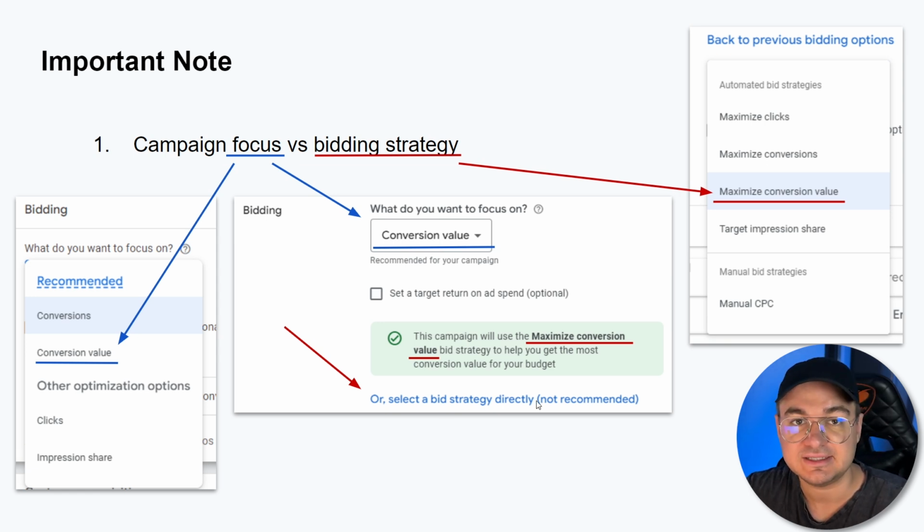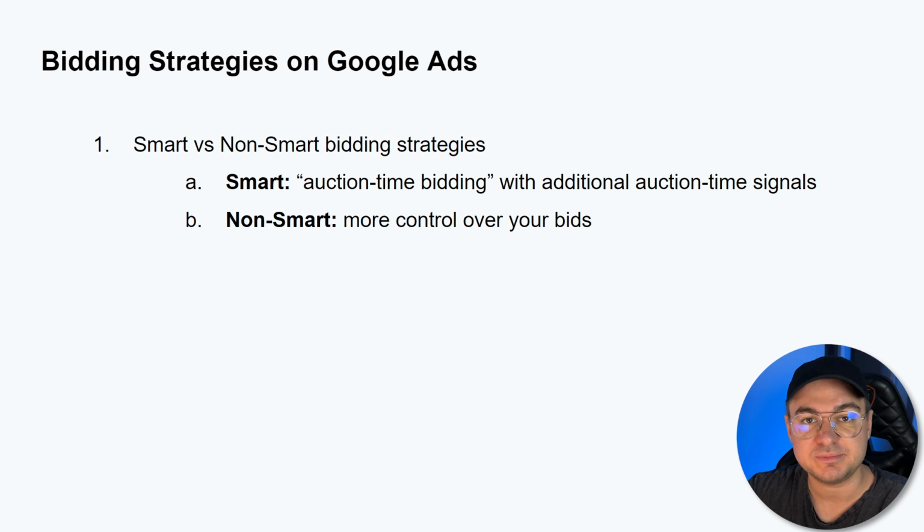Now, with all this in mind, let's narrow in on the bidding strategies that are available to you on Google Ads. First, all bidding strategies can be broadly divided into two categories: those that use smart bidding and those that don't. Smart bidding means that Google's algorithm will use what is called auction time bidding, which takes into account additional auction time signals like user's device, location or location intent, browser, operating system, your remarketing list, and so on. The advantage of non-smart bidding strategies is that they give you more control over your bids.